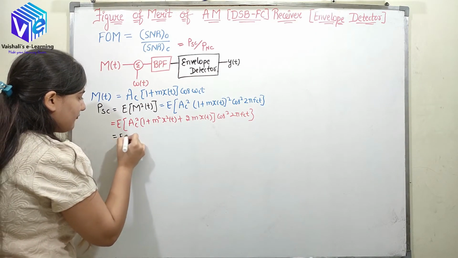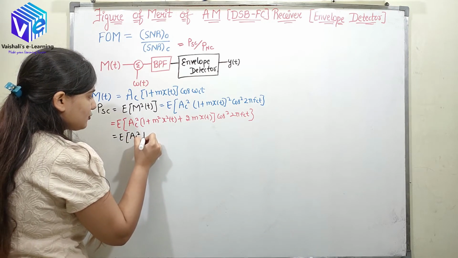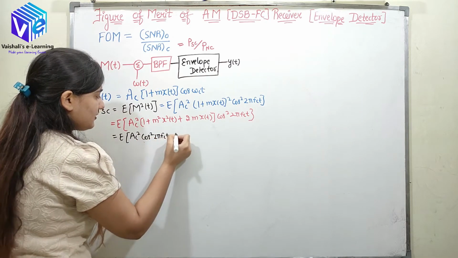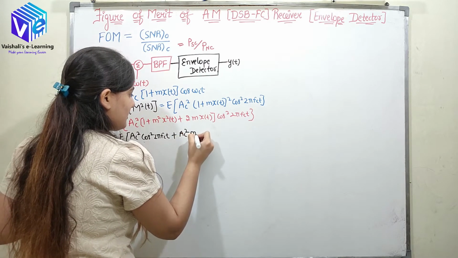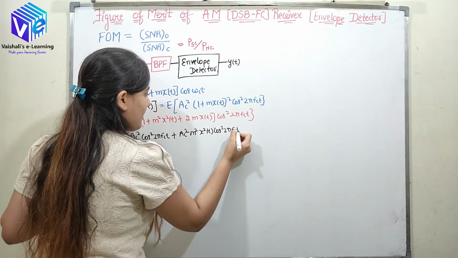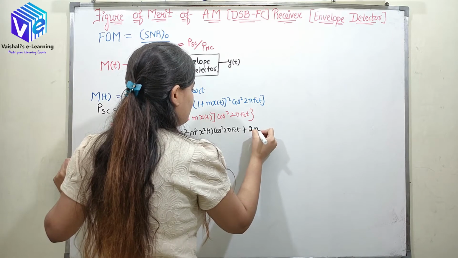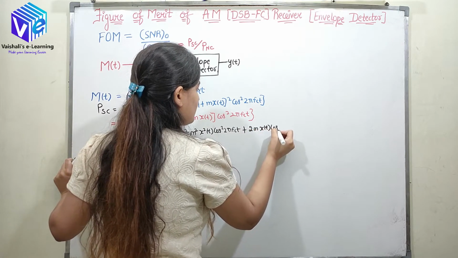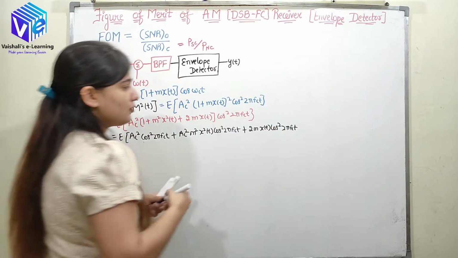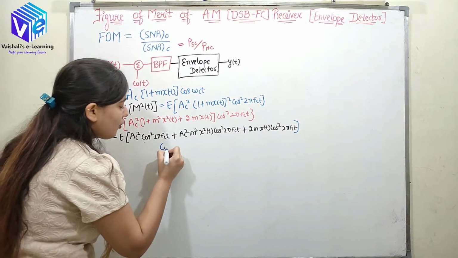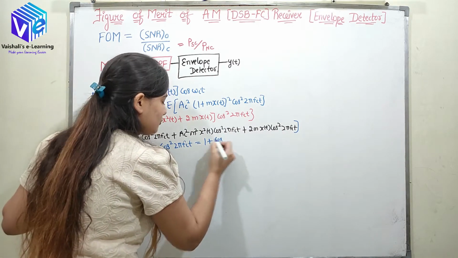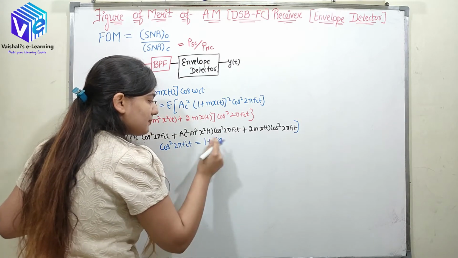Now I'll further simplify this. Here I'll be having Ac² cos²(2πfct) + Ac² m² x²(t) cos²(2πfct) + 2m x(t) cos²(2πfct). So now here one thing you should know is that cos²θ can be represented as (1 + cos 2θ) upon 2.